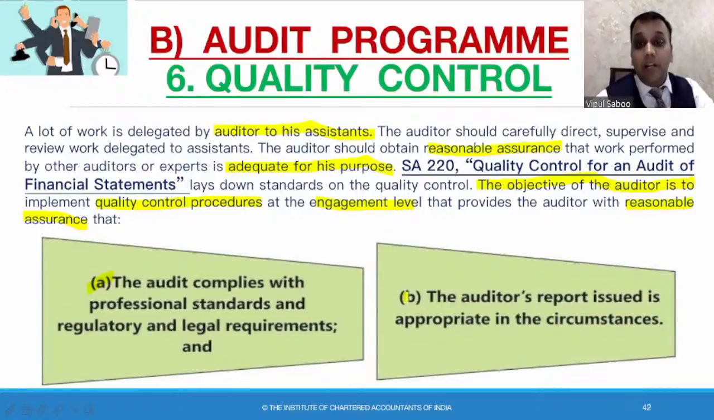And the second part in quality control is that the auditor has to make sure that the auditor's report is issued appropriately in the circumstances. Whatever report he or she is issuing, as per the circumstances, it is the most appropriate report. There should not be any variations. According to the circumstances, the report he has issued is appropriate, of good quality, and includes everything which the engagement wanted of the auditor. So this is a short part of quality control under audit program, and the major coverage of quality control would have been done in your chapter 1.